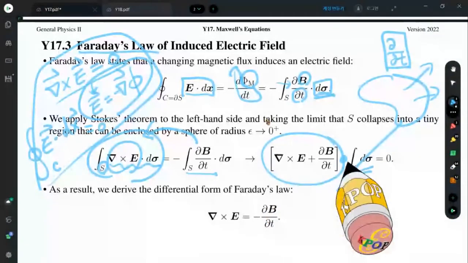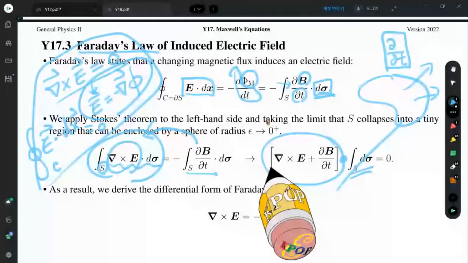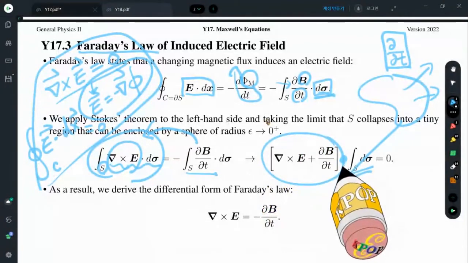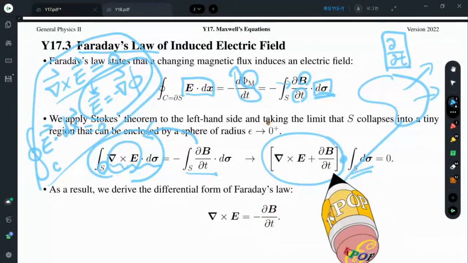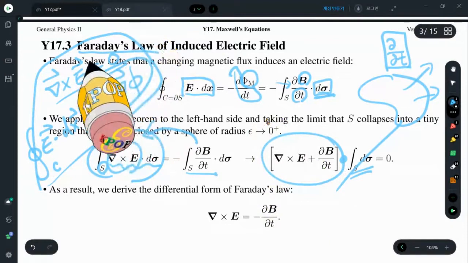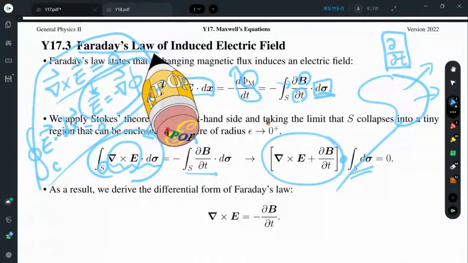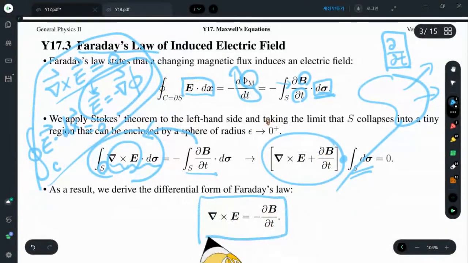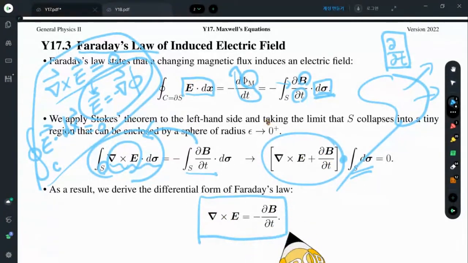Every component must vanish, for any XYZ component. As a result, this Faraday's law leads to the differential equation. The curl of the electric field is the negative of the partial time derivative of the magnetic field. Now we have learned 3 among the 4 Maxwell's equations.